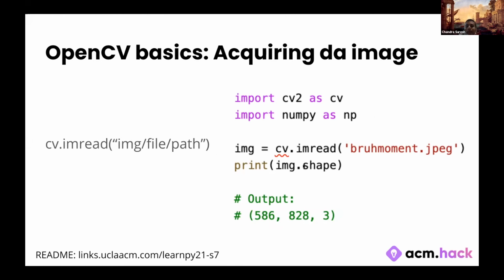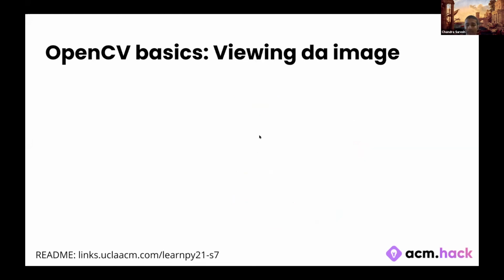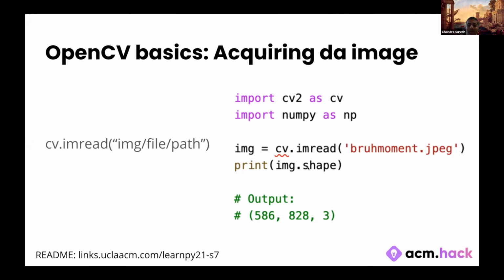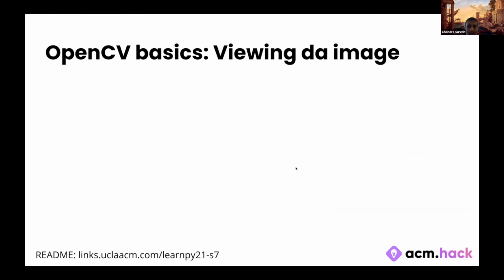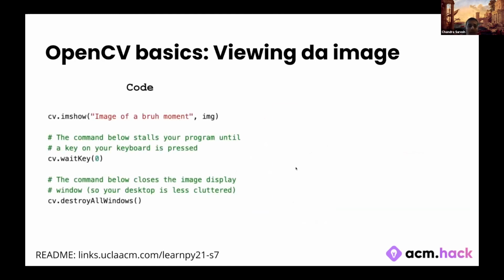And you can see that the dot shape attribute of the image still works, because the image, img, is just a NumPy array, and you can do dot shape on NumPy arrays. And here we can see the output of what this would print out.